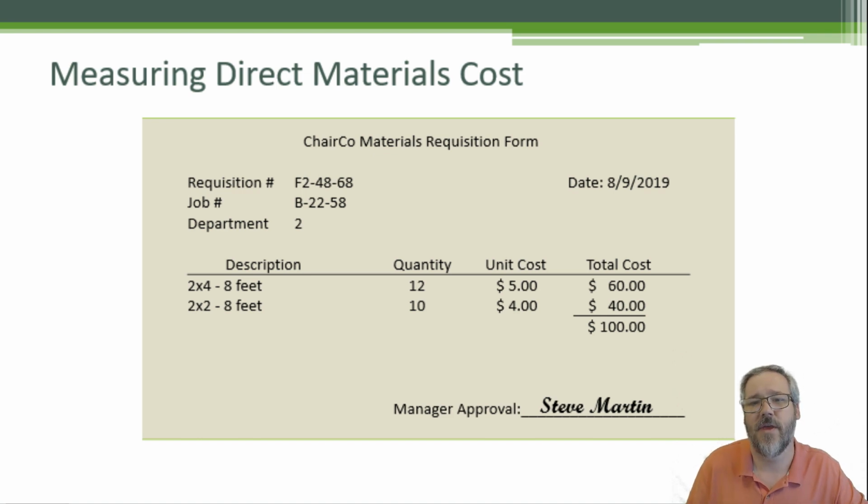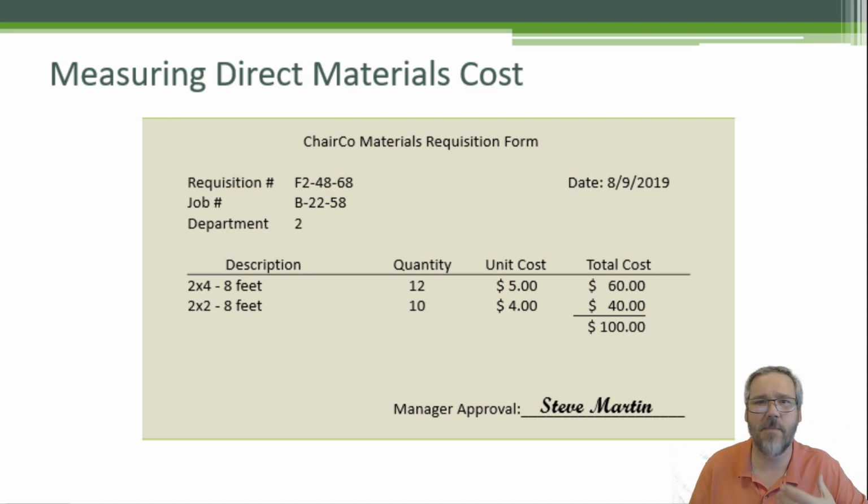Pairing this with the job costing sheet, right? I can look at this requisition form was created. It was approved by Steve Martin, which would be awesome, right? To work for Steve Martin. But my requisition form tells my job what costs have been applied to it. I can see this requisition, F2-48-68, was created in order to serve job B-22-58, and these materials are going to Department 2.